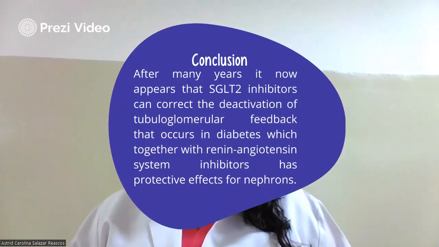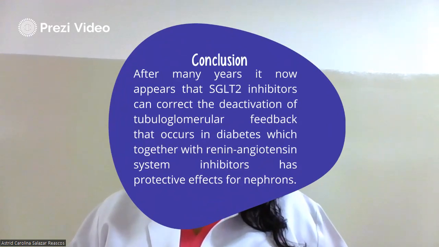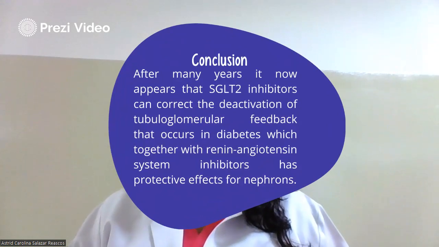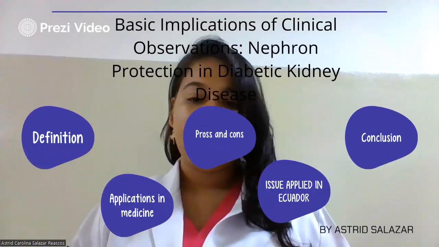Conclusion. After many years, the SGLT2 inhibitor can correct the dysfunction of the tubuloglomerular feedback that occurs in diabetes, which together with renin-angiotensin system inhibitors protect effectiveness.